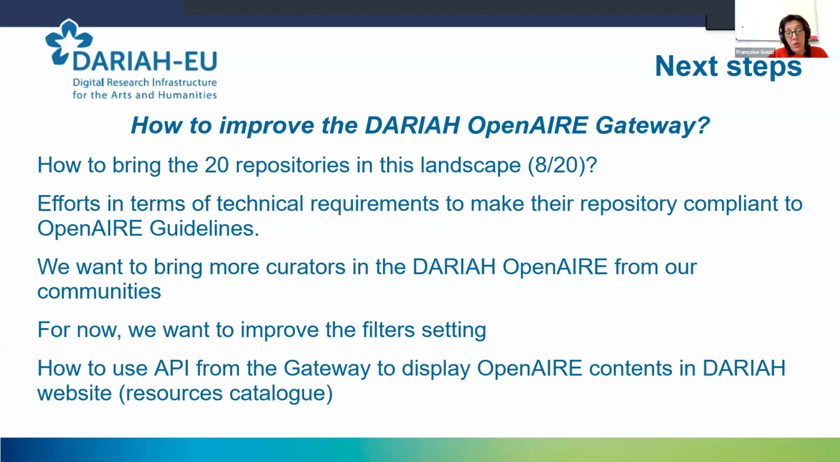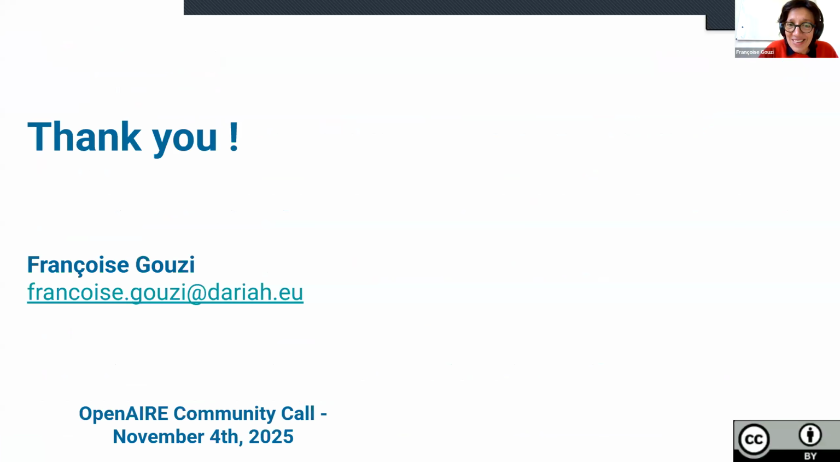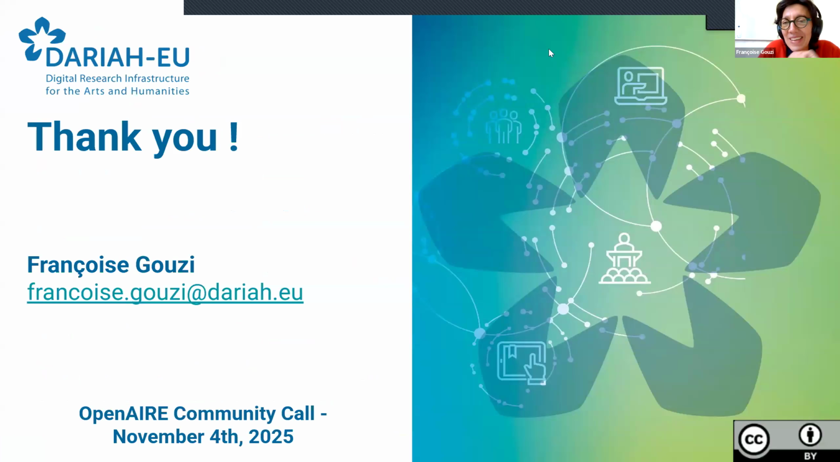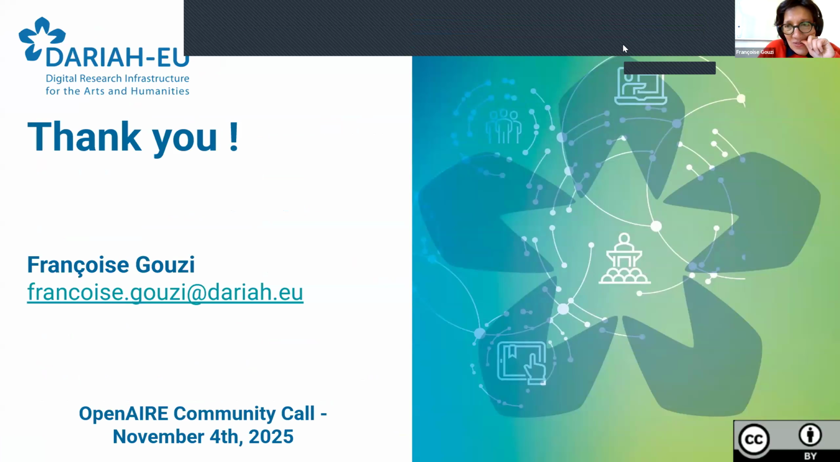And also there is a question on how we could use the API from the gateway to display OpenAIRE contents in our DARIAH website. It's also a question. So we will continue to investigate content settings and advanced criteria, the algorithm, in collaboration with nationals to improve our OpenAIRE gateway. And with this, I thank you very much for your attention, and I am open to answer questions. We are with Laure Barbeau attending this call, and now I will stop.